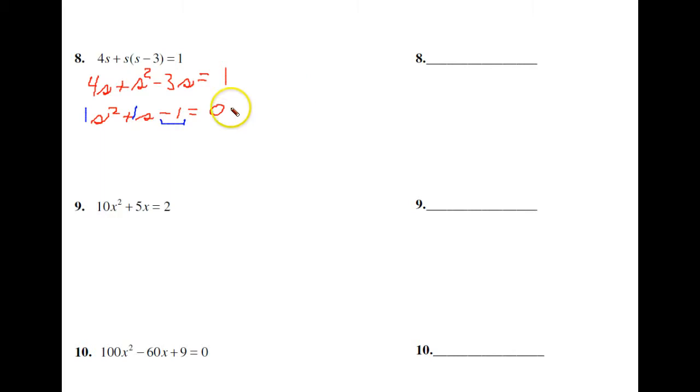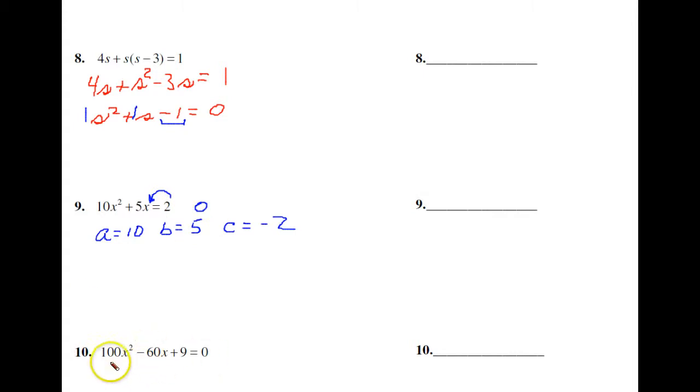Put it into the quadratic formula. Again, our a, b, and c here, we have to transpose that to have it equal 0. That becomes a negative 2. So a here is 10, b is 5, and c is a negative 2.